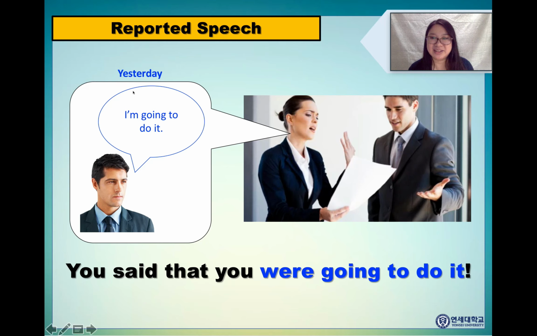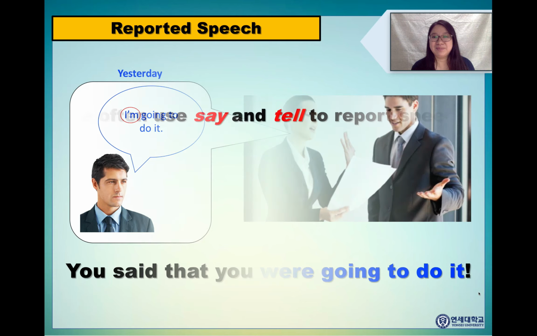So we have the exact same idea, be going to. You said that you were going to do it. When we change the future tense be going to, we only change the be verb. I am, you were. You were going to do it. Okay.